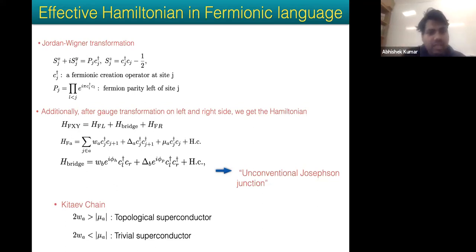But if we look at the bridge Hamiltonian, then we see that this is kind of different from what we usually get in a Josephson junction. Here you can see that there is a WB and there is a delta B term. In a usual Josephson junction, we get only the WB, the hopping term, but in this case, we get a pairing term also. So we call this an unconventional Josephson junction, because you have both the hopping and pairing terms at the bridge.